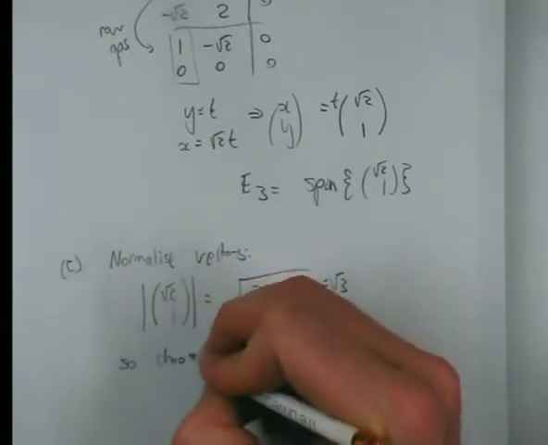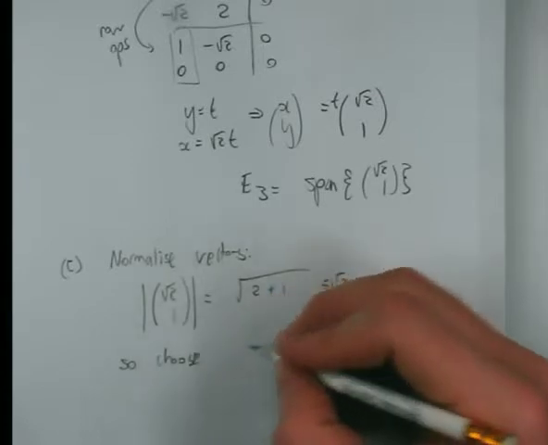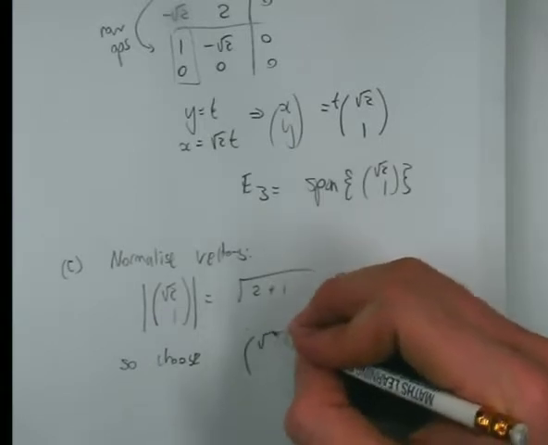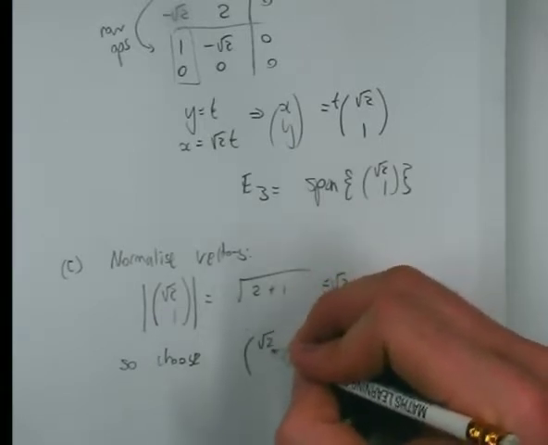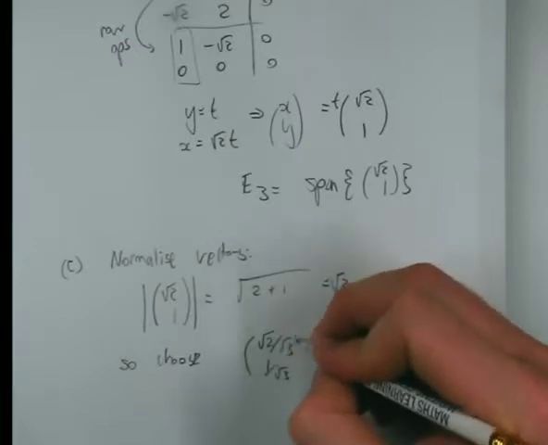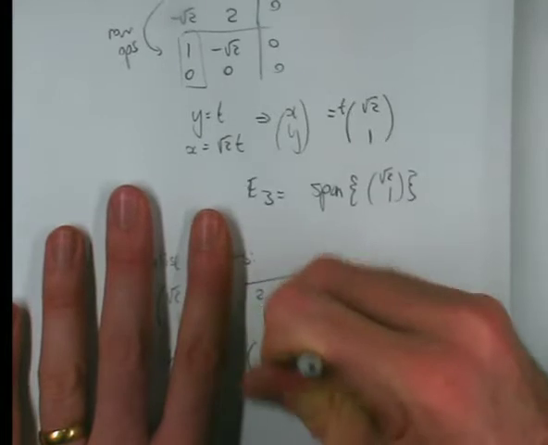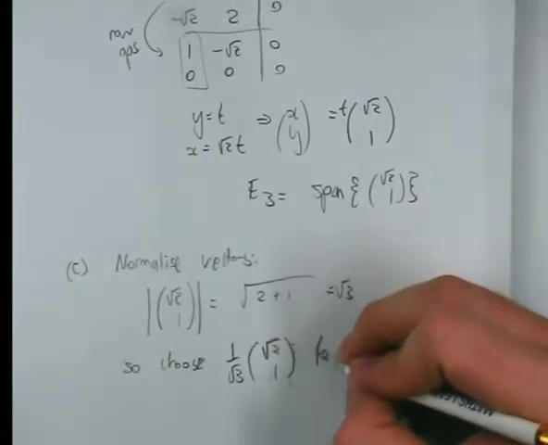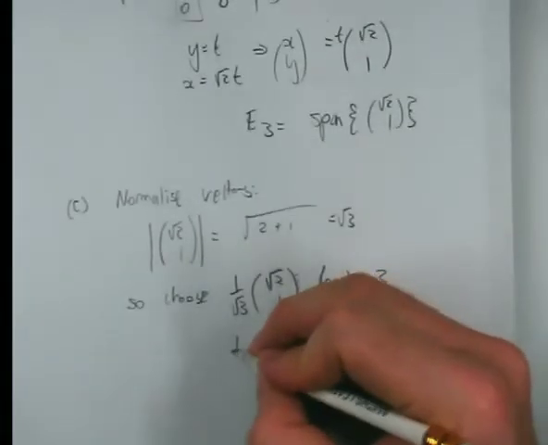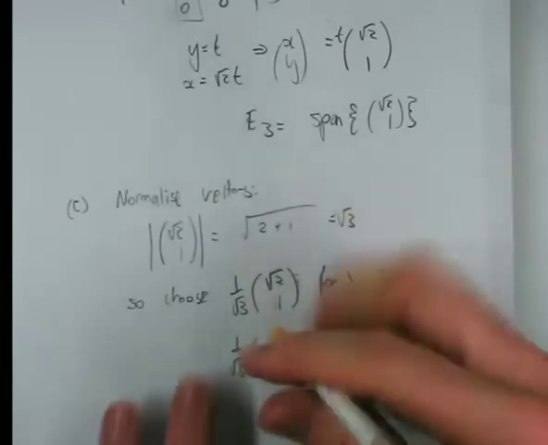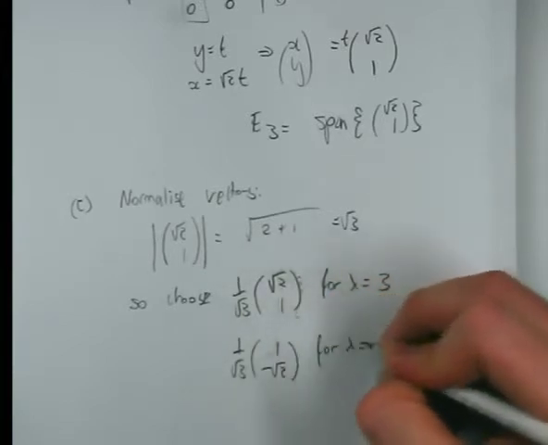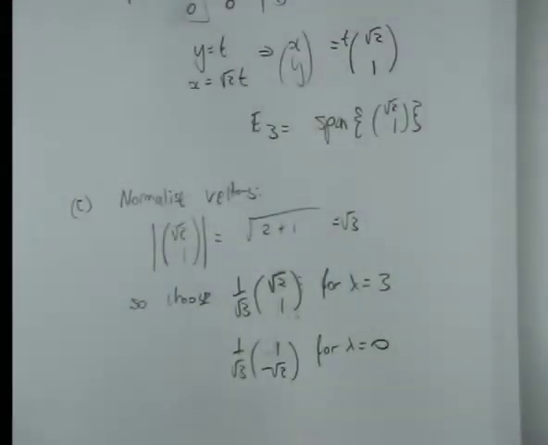So choose my basis for eigenspace. So choose root 2 on root 3, 1 on root 3. That's wrong. 1 on root 3 times (root 2, 1) for lambda equals 3, and 1 on root 3 times (1, minus root 2), wasn't it? For lambda equals 0. Let me check if I've got my original vector right. Yep, and they'll be the same length because they've got the same numbers in them.